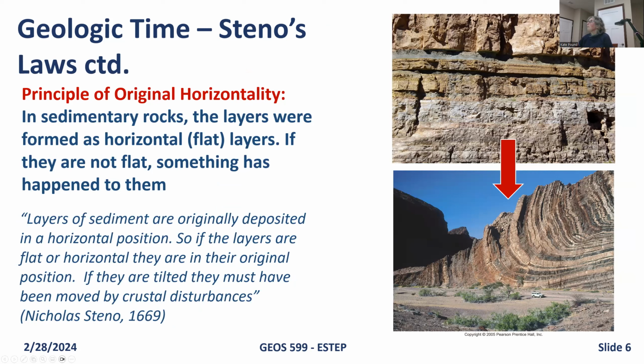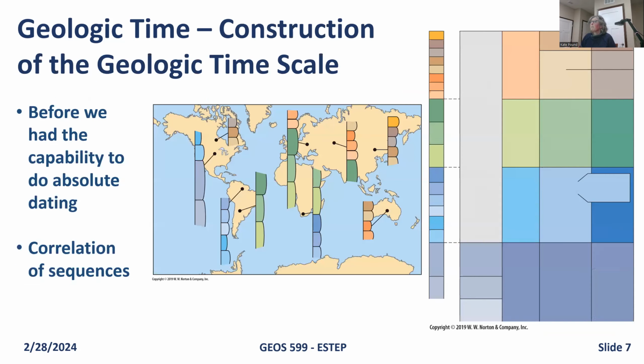If we look up at the top, we have flat horizontal layers. But if we now shift our focus down to the bottom, oh my goodness, these layers are not horizontal. They are not flat. In fact, you can clearly see that they have been folded. Note the Jeep down here for scale. So this is just a simple way of thinking about what has happened to sedimentary layers. And we can start using this information to decipher geologic histories.